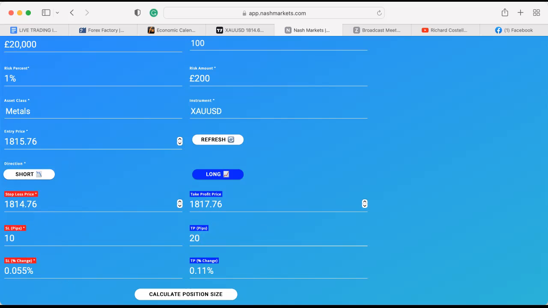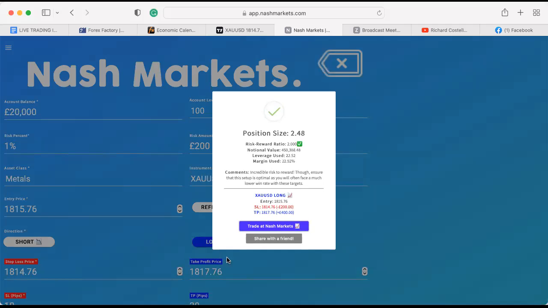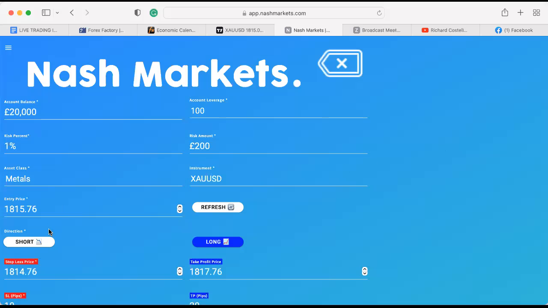I then go to calculate the position and it's going to work out my lot size. So on that information that I've inputted, it's telling me that my lot size should be 2.48. It's telling me that my stop loss will be £200 and my take profit, if it achieves it, will be £400. So I don't have to work out my lot size every time. Well, I always work it out, but I use this to work it out.